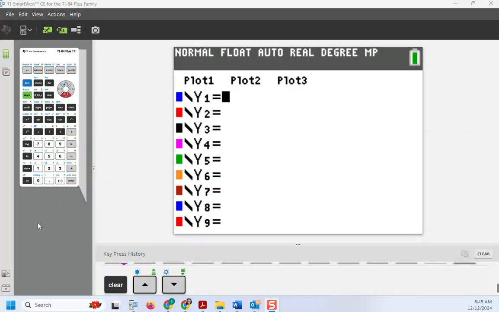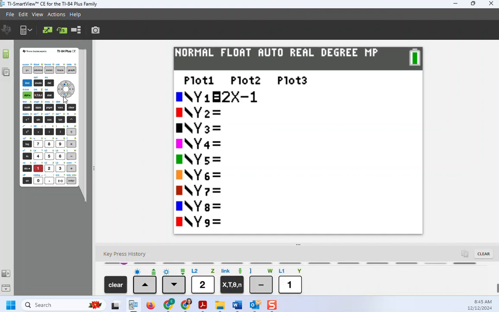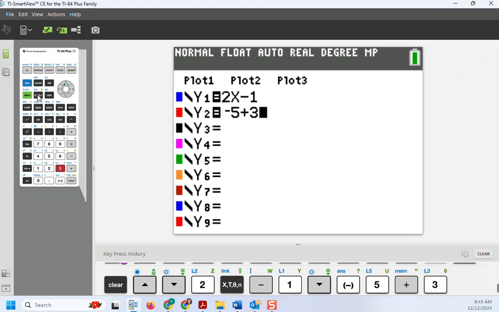So we're checking our answer. We're going to put in 2x minus 1, and then go down to y2 and put negative 5 plus 3x. Does anybody want help finding the buttons to put that in the calculator? Okay.